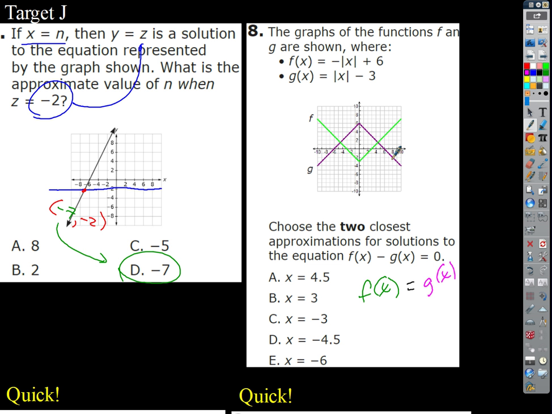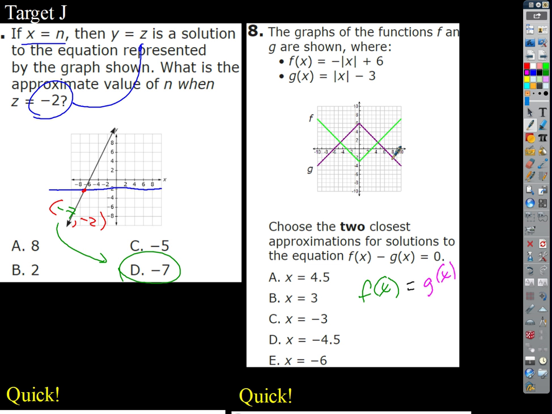Well, how would I find the x values where f of x, the green function, equals g of x, the purple function? We don't have to be that tricky. What did we always do if we're trying to find out where functions are equal? Just plug it in. We know that functions are equal when they intersect, right?